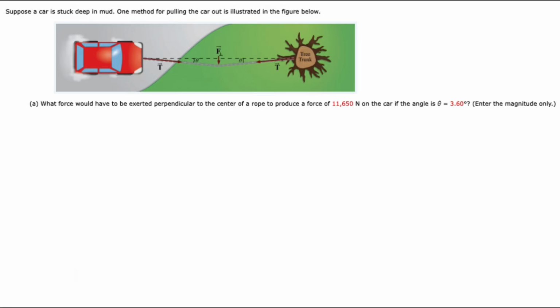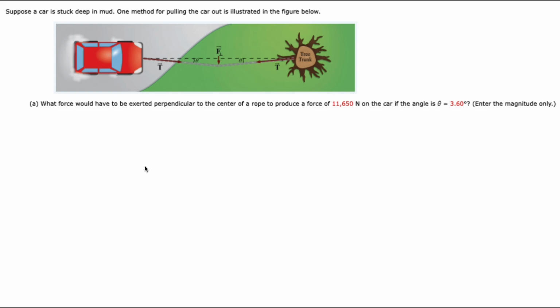Question says, suppose a car is stuck deep in mud. One method for pulling the car out of the mud could be to attach a rope to a fixed object like a tree trunk and then push on the rope vertically in order to create tension and hopefully accelerate the car from rest and get it moving. So they say, what force would you have to exert perpendicularly here in order to achieve a tension in the rope of 11,650 newtons at an angle of 3.6 degrees?